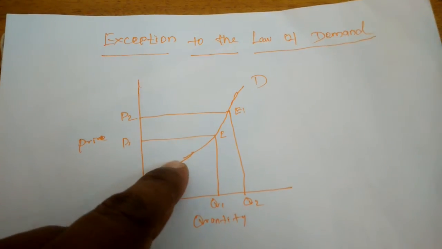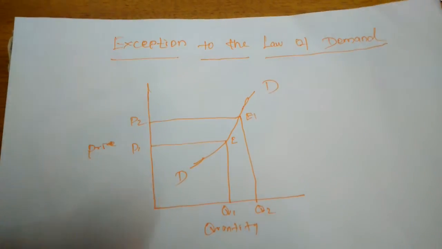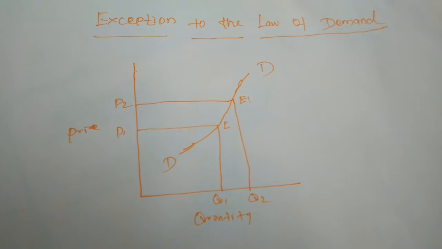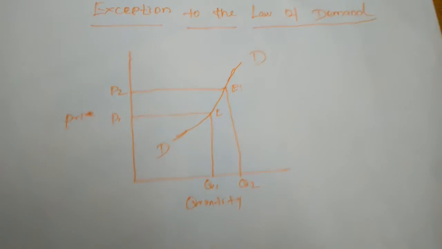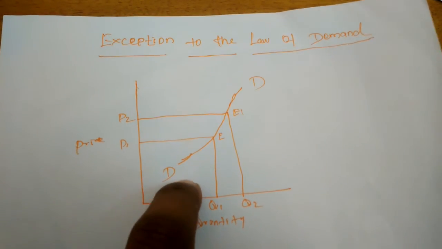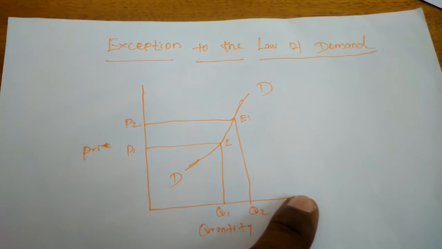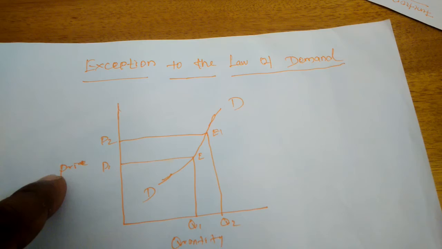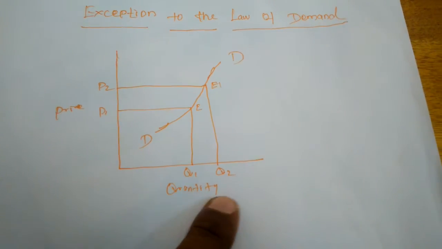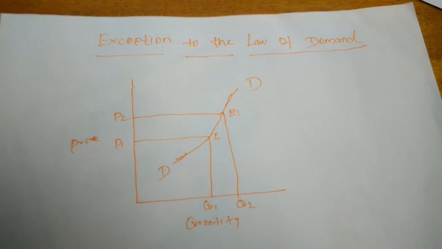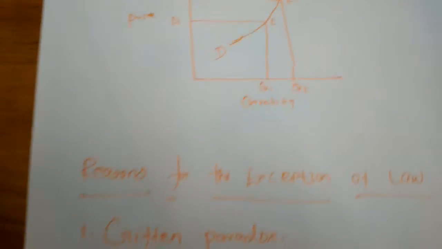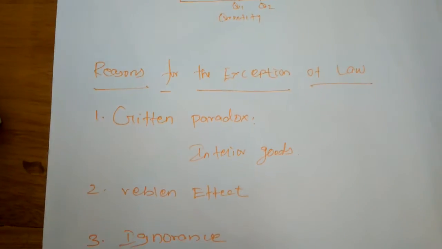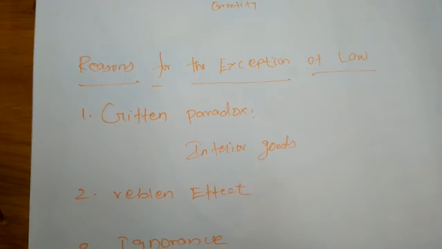Just to see, normally the demand curve slopes downward from left to right. But contrary to the normal tendency of the demand curve, here the demand curve moves upward from left to right. So when the price increases, the quantity also increases. Some exceptions are there in this law of demand. So what are the reasons for the exception of this law?